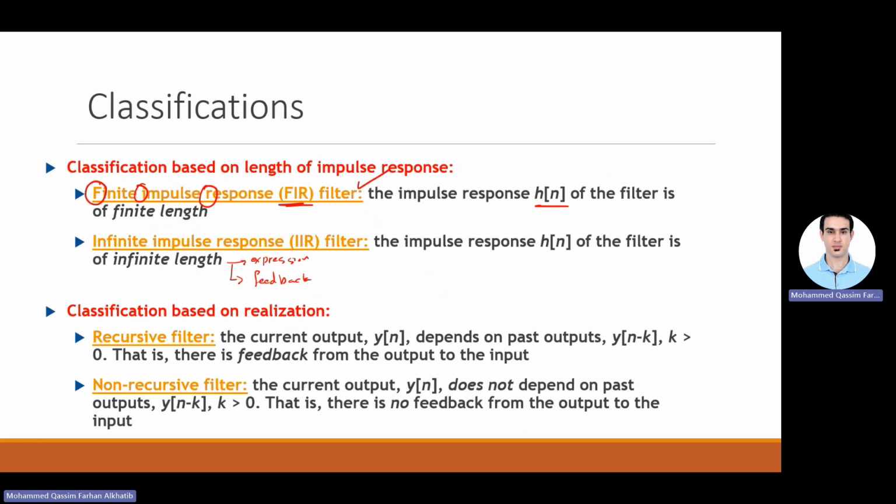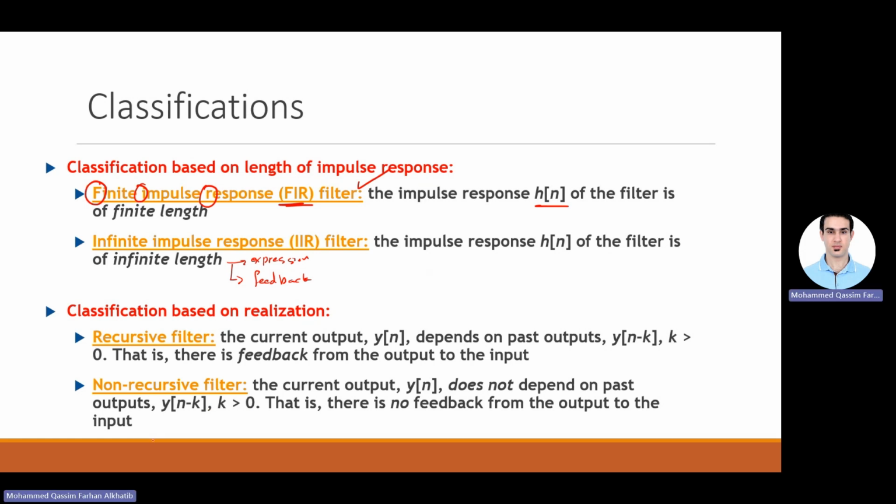All right, another classification based on the realization. So recursive filters. Recursive means that there is a loop. It's a feedback. So the current output y depends on past outputs y of n minus k, where k is a constant larger than 0. So there is a feedback from the output to the input. So that's one way of realizing filters. Another one, a non-recursive filter. There is no need for any past values of y, just shifted versions of x or the input. So in this case, there is no feedback from the output of the system.